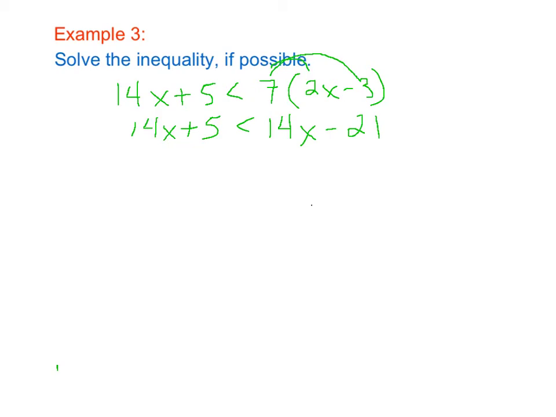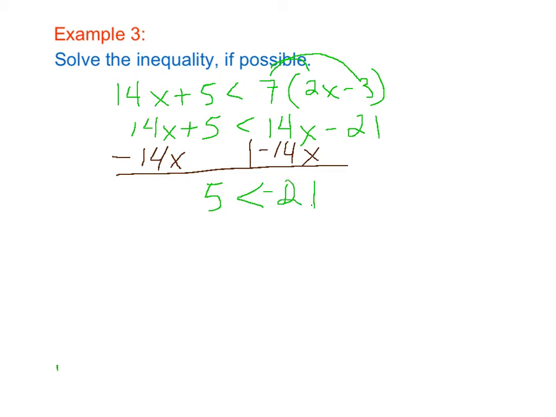And we want to continue to get the variable by itself. If we look, we've got variables on both sides. They're the same value, so I'm just going to subtract 14x on both sides. After we do that, we end up with a 5 on the left, and on the right we have a negative 21. Now as we look at this, it says 5 is less than negative 21.